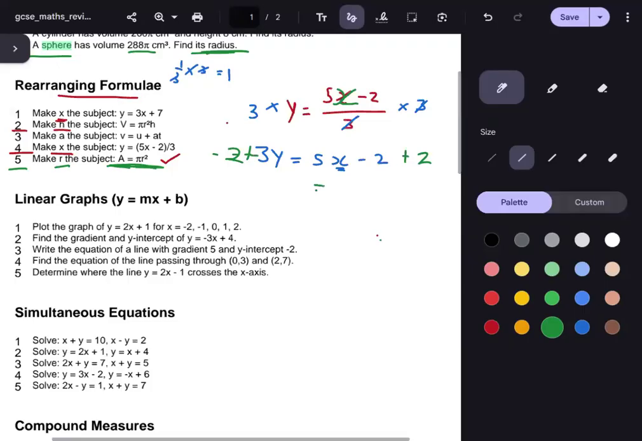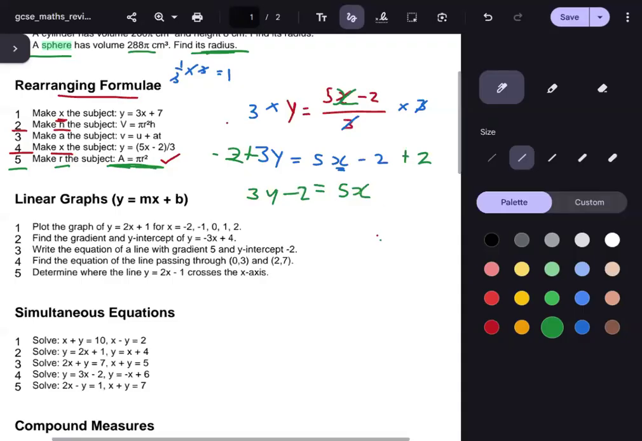We're left with 5x on the right. Remember, we're making x the subject, right? So that's why we want to get 5x alone. Then on the left, it's 3y minus 2, or minus 2 plus 3y. It's the same thing, right? I just like to write all positives first. I think it looks neater.